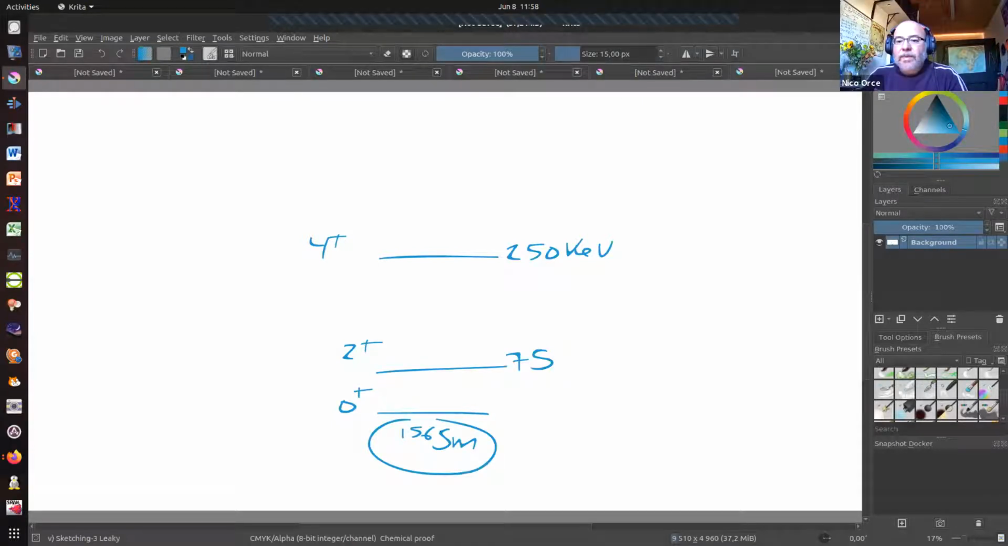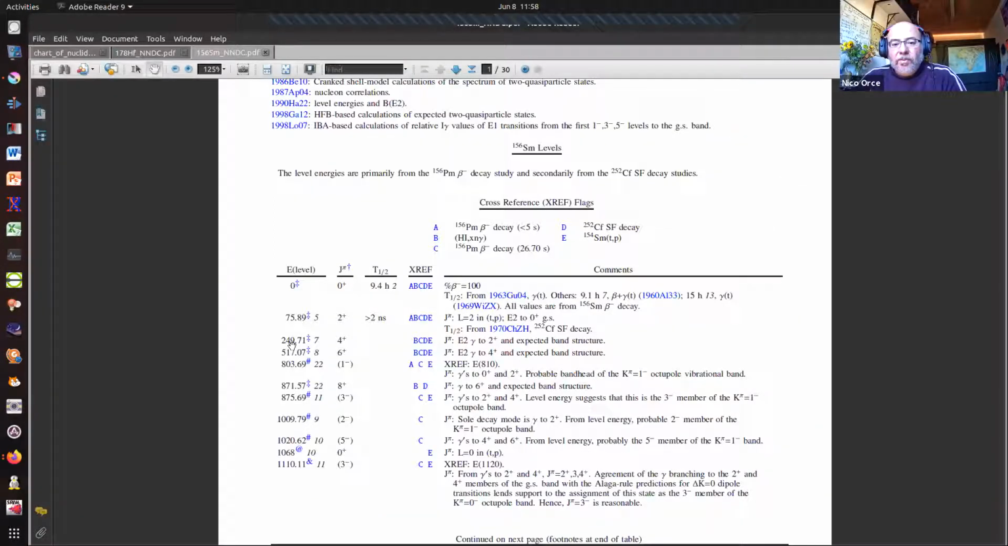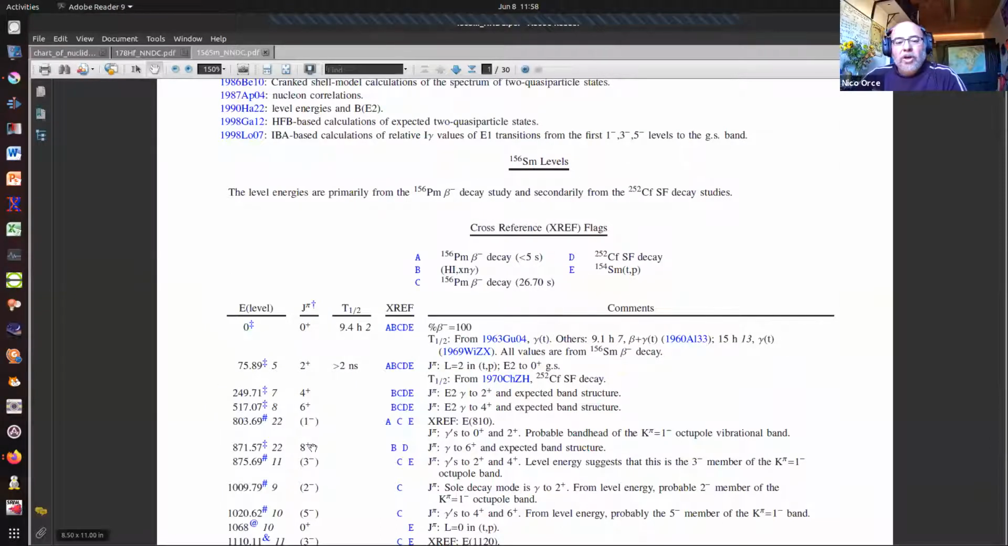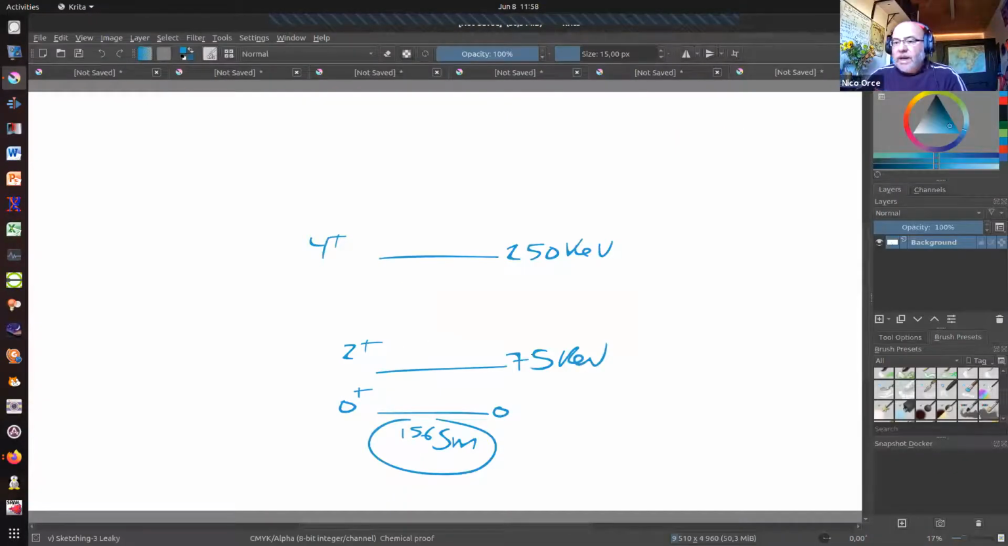Now we look at samarium 156, an even nucleus, 0 energy here, keV here. Let's see what happened in the NDC. NDC actually 250, boom, match 100%. What will be the energy of the next one? According to our model, for the 6 plus we have a factor of 7 times the energy of the 2 plus. So 7 times 75 will be equal to 525 keV.